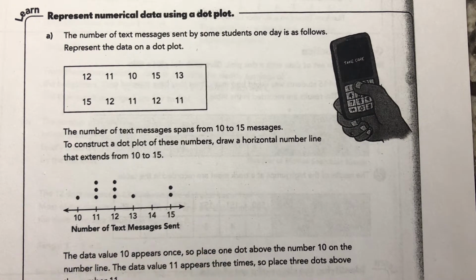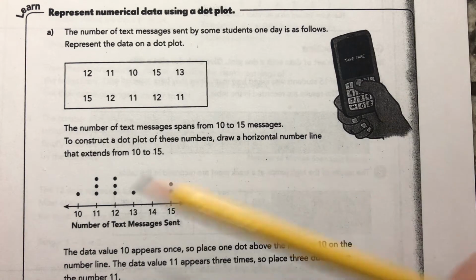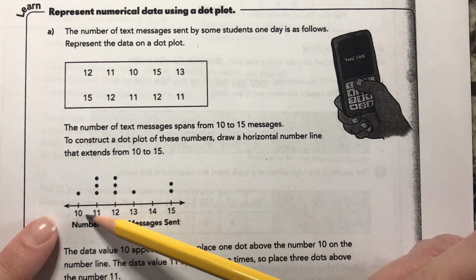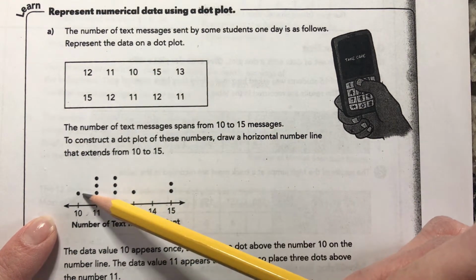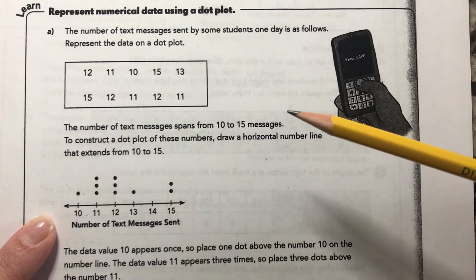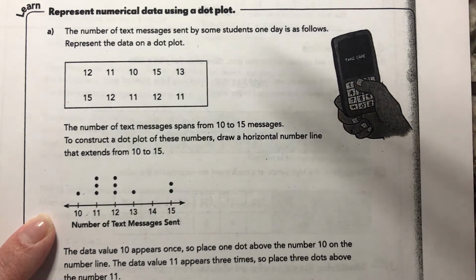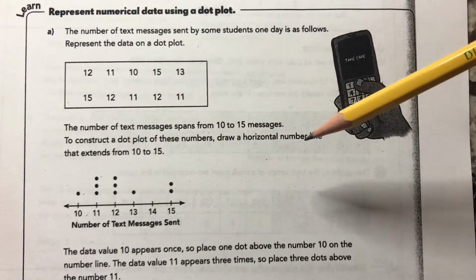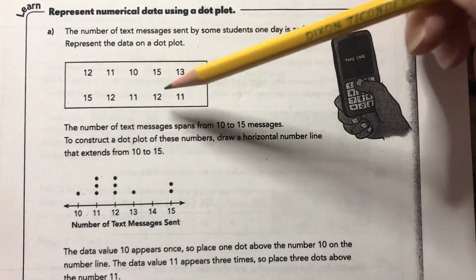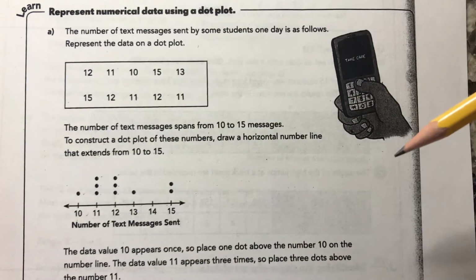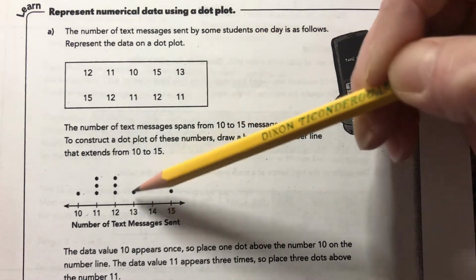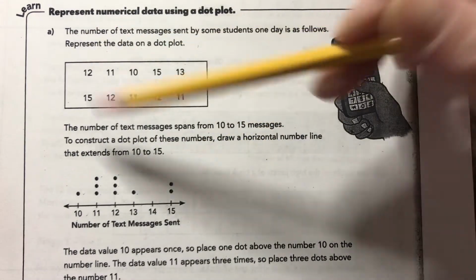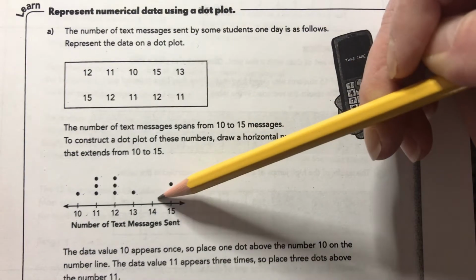Number of text messages. How many people got 10 text messages? 1, so there's 1 dot there. How many people got 11 text messages? 1, 2, 3. There are 3 dots here. And for 12, 1, 2, 3. There are 3 dots on 12. How many people got 13? 1. How many people got 14? None. There is no dot.